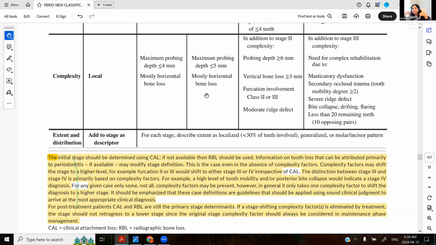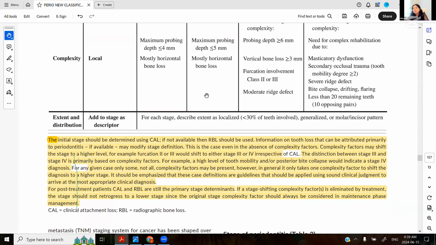It's not the primary occlusal trauma. This secondary occlusal trauma is coming from the periodontitis, a result of the periodontitis, right? Due to mobile teeth, right? Then severe ridge defect and the defining factor, masticatory dysfunction and bite collapse, drifting, flaring. Agreed? And more than 5 number of teeth loss.